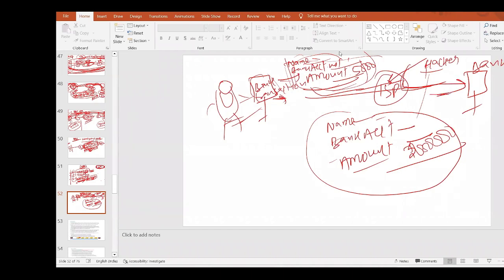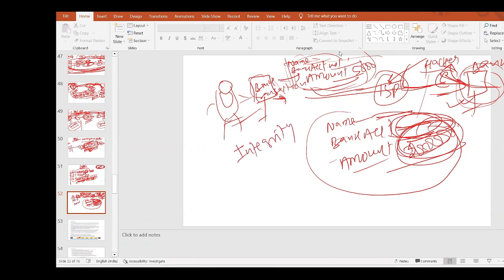What would happen, guys? The bank server will transfer this amount to the hacker's account, right? Because the bank doesn't know. The bank only sees the name, account number, and amount, and it will transact it. It will simply transfer whatever amount is mentioned here, right? Then here comes integrity.